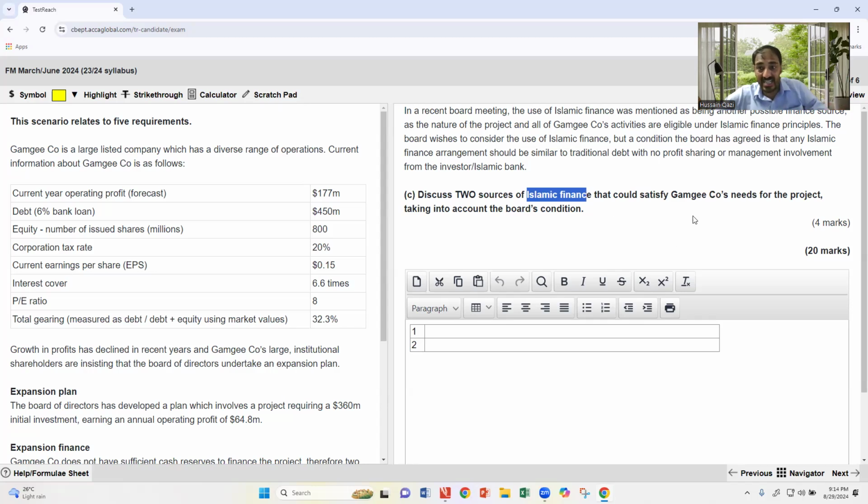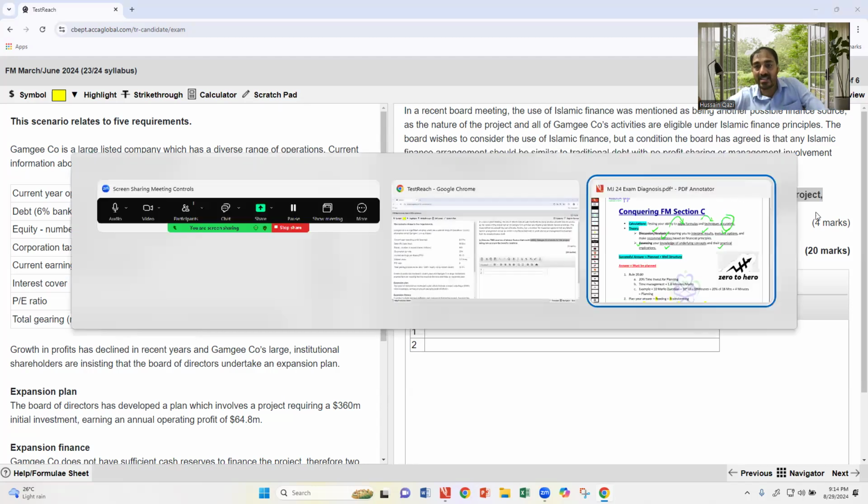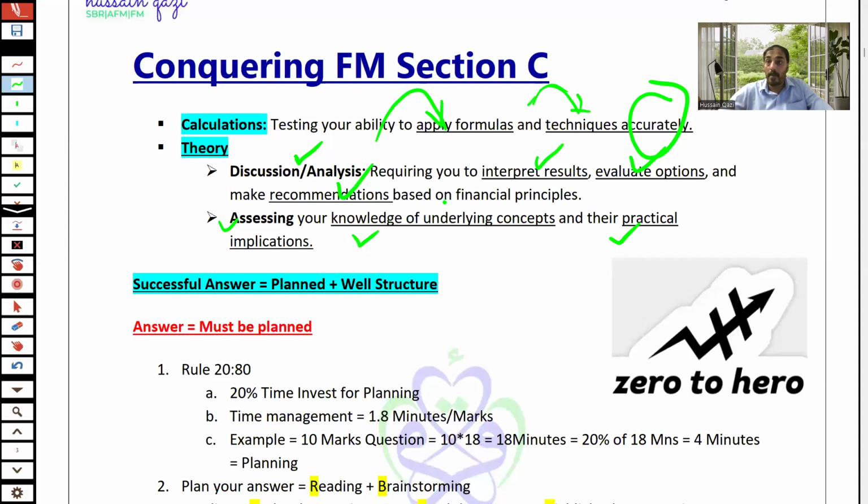But the other part is that you need to connect with the case that could satisfy Gamgee's company need for the project. That means it's not only knowledge but the practical application, which means the examiner is expecting you not just to rote learn. If you just mention Islamic financing or any other syllabus area of knowledge, you will get limited marks. You also need to connect with the case. That is called the practical implications.